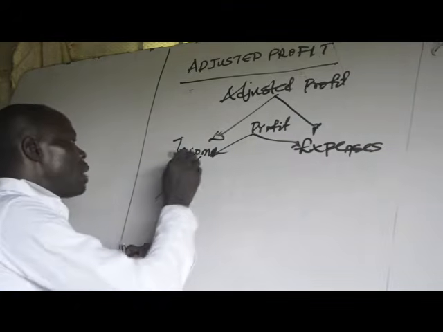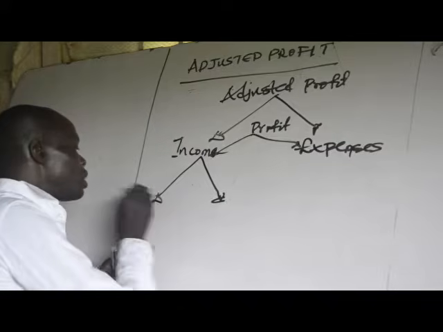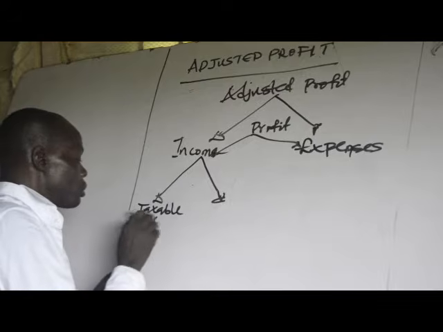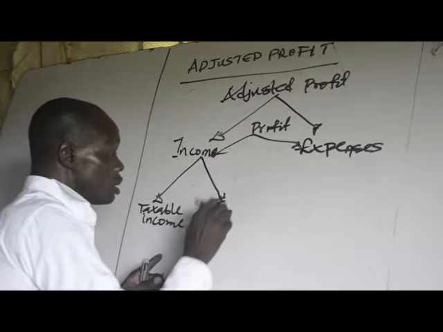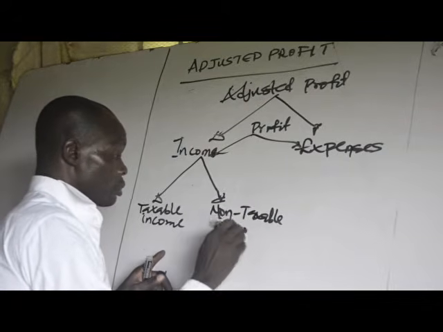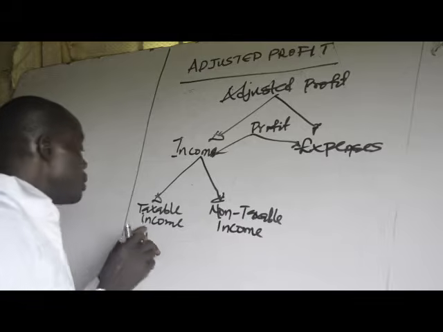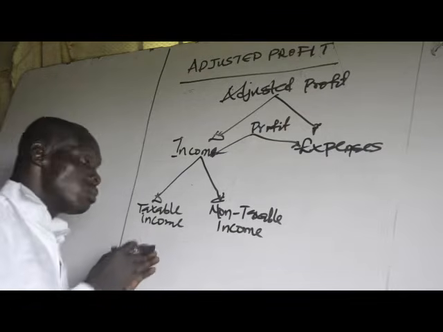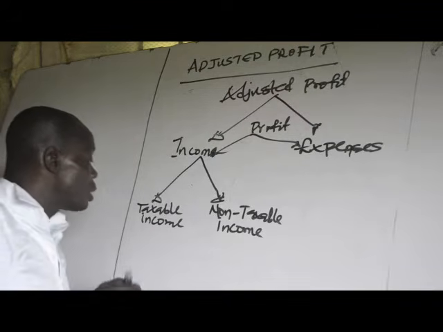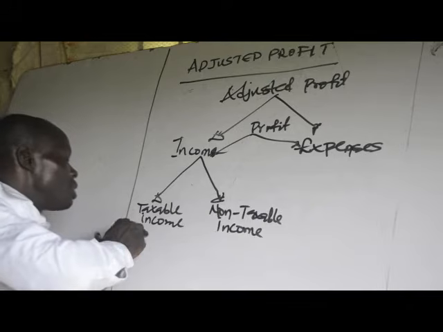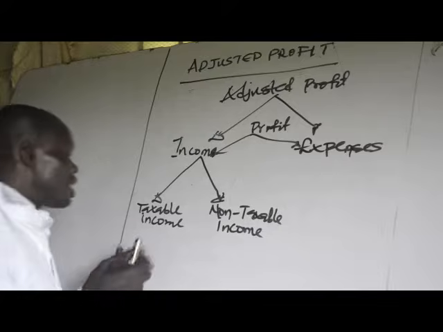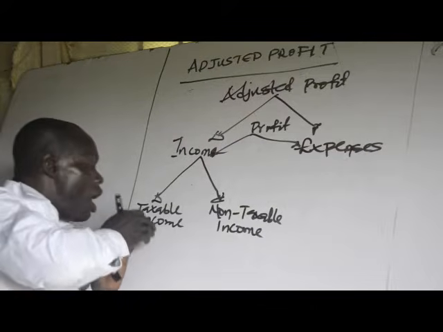This income will be categorized into two. We have the taxable income and non-taxable income. Taxable income are those incomes that can be taxed, those incomes that the tax law accepts for tax purpose. Meaning that this income can be taxed in the hands of the recipient.